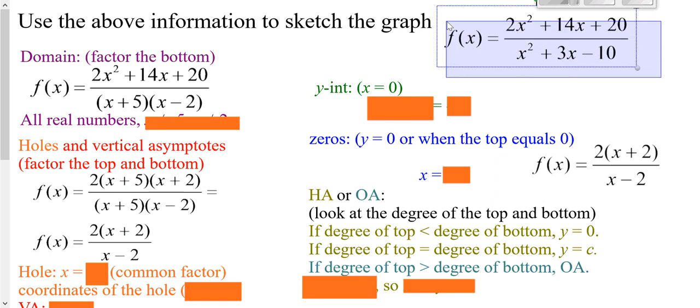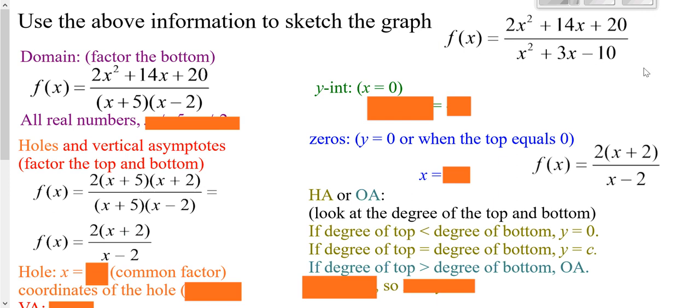So we want to find our domain. Well, domain is pretty much what you get when you factor the bottom. So you factor the bottom. Domain's going to be all real numbers except what causes the bottom to be 0. Set this to 0, set this to 0, so your domain's going to be all real numbers except x cannot be equal to -5 and x cannot be equal to 2.